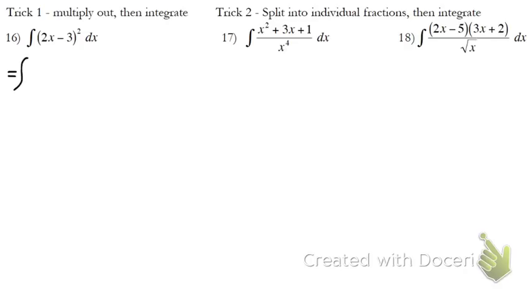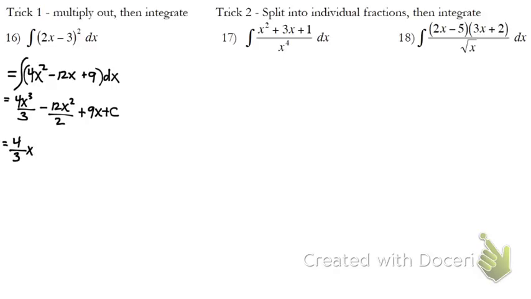So if I multiply out 2x minus 3 squared, I get 4x squared minus 6x would give me minus 12x, and then plus 9 dx. If I take the integral of that, that's 4x cubed over 3 minus 12x squared over 2 plus 9x plus c. And the only thing I can really do is simplify that middle term. So I have 4/3 x cubed minus 6x squared plus 9x plus c.